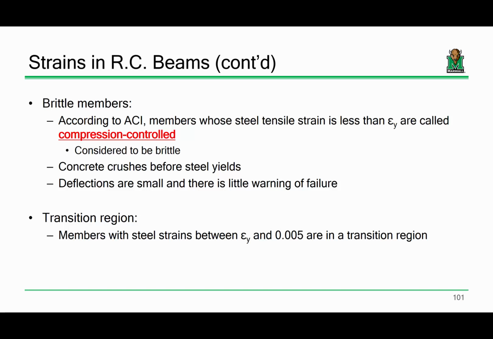We call that a compression-controlled region. Now, a transition region is somewhere in between, and I'll define that a little more rigorously later. But that's when the strain in the steel is somewhere between when it yields and 0.005. Again, at failure, we want the steel to have yielded like crazy. We want a lot of strain in that steel, because that's going to represent a more ductile section.